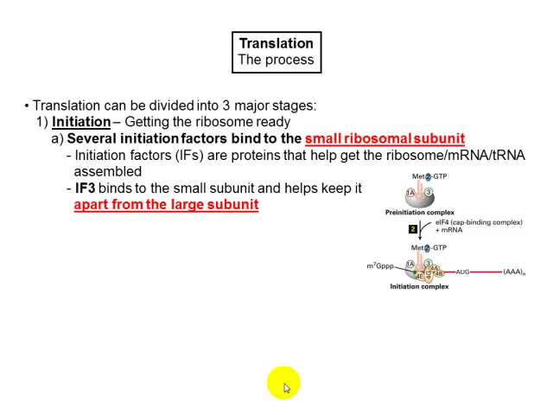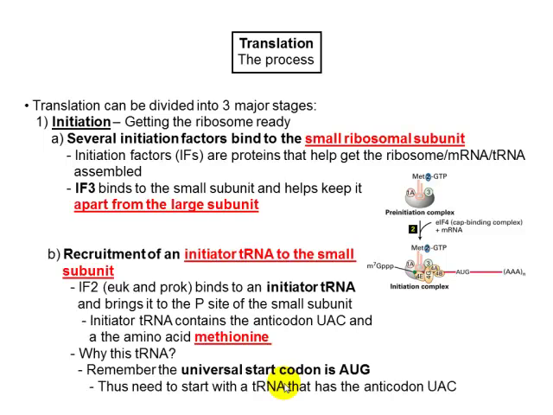So now you have initiation factors that are going to help the ribosomes to get together with the messenger RNA and also the tRNA. The first thing, you have this initiation factor 3 that is bound to the small subunit of the RNA, and it helps to keep it apart. Remember, it's keeping the subunits apart. Now, once you're ready to recruit the other RNAs to the system, you have this initiation factor 2.